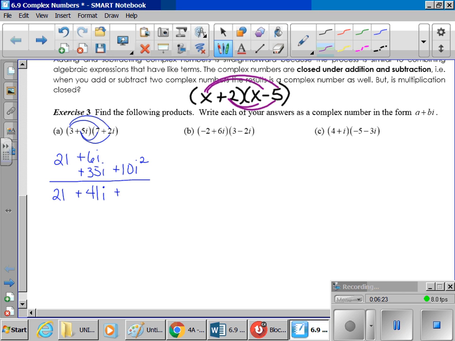Now be careful here. Plus 10i squared, where i squared is equal to negative 1. So we have to take this piece and this piece and combine like terms. So this becomes 21 plus 41i minus 10. You can do the extra step: multiply the 10 times the negative 1, and now you can combine the like terms. So we get 11 plus 41i.